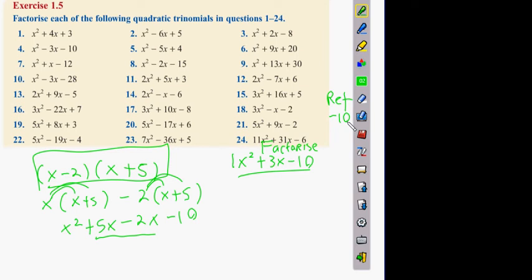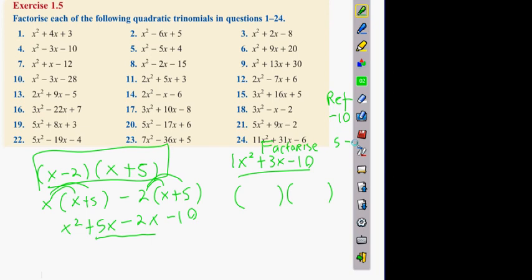You then make up two numbers that multiply to give you minus 10, but when you add them, you get plus 3. Can anybody remember them? 5 and minus 2. Okay? So 5 and minus 2, plus 5 and minus 2.